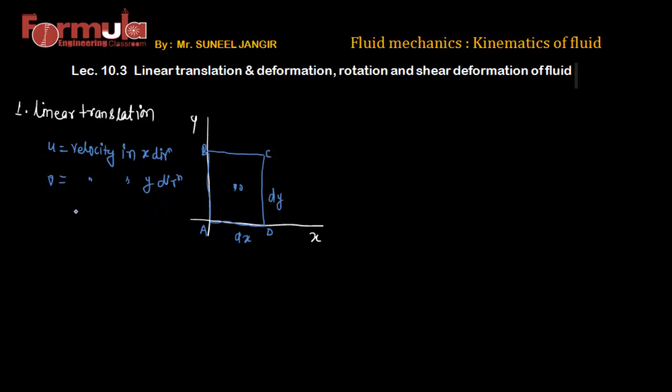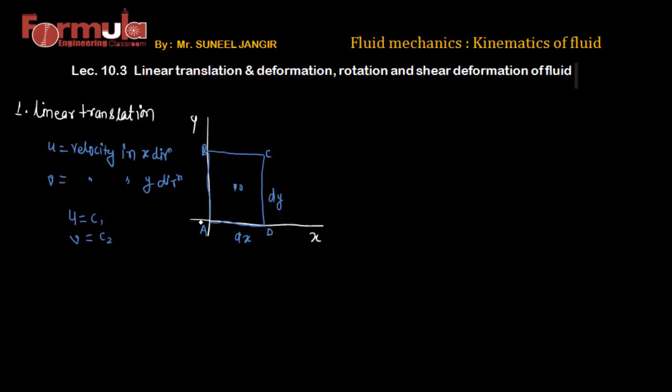And I'm saying u and v both are not varying with the x axis and y axis. Means u is constant, not varying with x and y, and v is also constant. Let's suppose this is c1, and this is c2. So u is not varying with x and y, and v is also not varying with x and y.